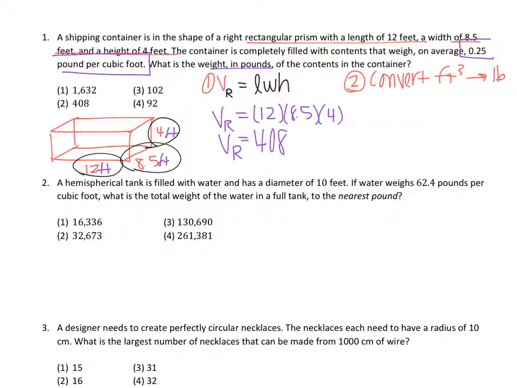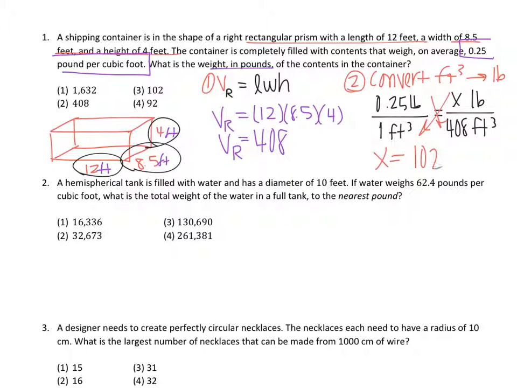Change that to a fraction. 0.25 pounds per, meaning division, 1 foot cubed, equals, we don't know the number of pounds, so x pounds over 408 feet cubed. From here we can cross multiply. We have x equals 0.25 times 408 gives us 102. Choice 3.